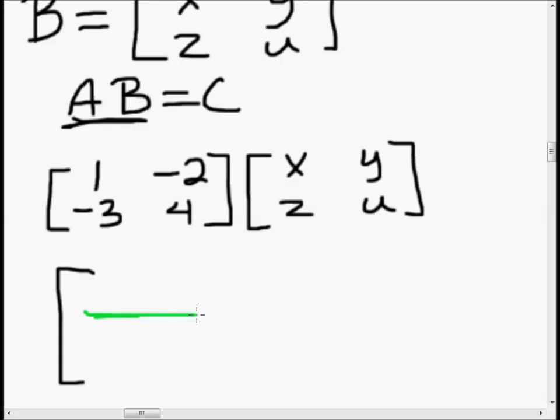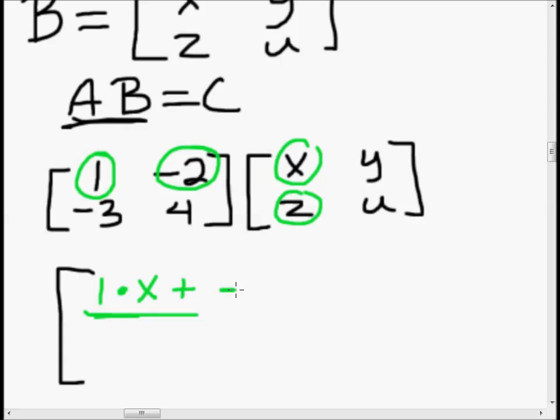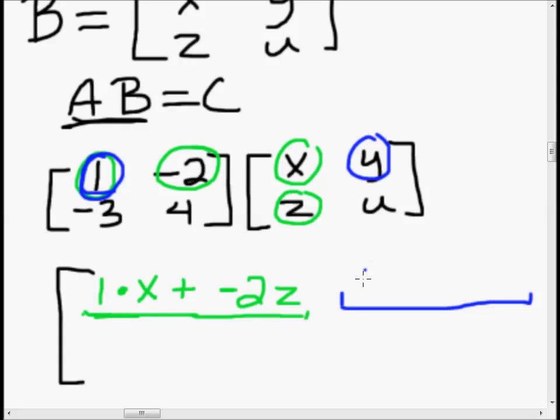So to get this slot, first thing we do is we take 1 times x, and then we add -2 times z. Okay? So that's our first slot. That's not so bad. So what's our second slot? We're going to do this one in blue. So we're going to do the slot that's right here, right? So this is a 2 by 2 matrix. So this one is 1 times y plus -2 times u. You might be seeing a pattern.